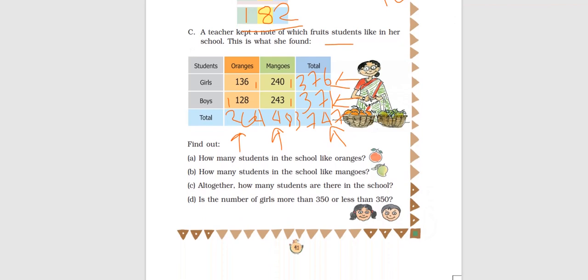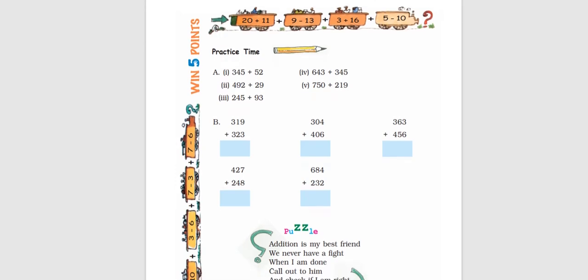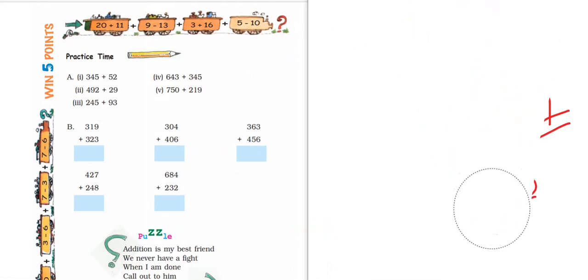Okay, let's put the totals here. How many students in the school like oranges? 264. How many students in the school like mangoes? 483. Altogether, how many students are there in the school? 747. Okay. Is the number of girls more than 350 or less than 350? We already know the answer to that question. Okay, practice time, right? More problems to solve. Let's do them quickly.